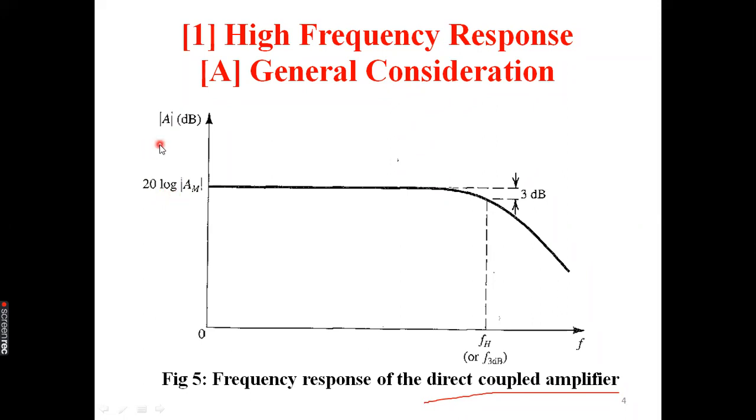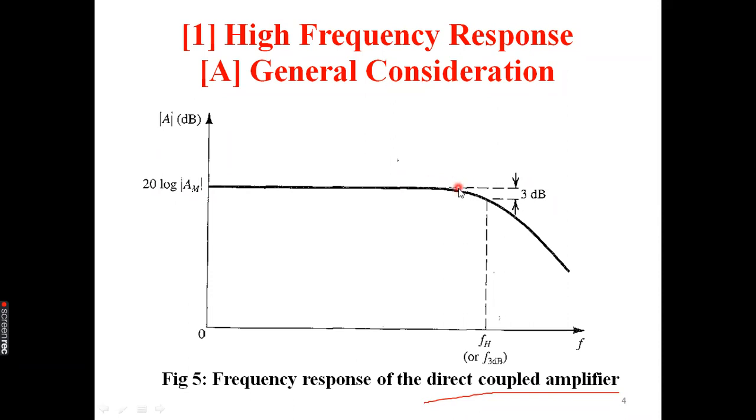So whenever we want to characterize this gain in a particular scale, we have to convert it into decibels. For that, we are using this conversion technique, 20 log mod AM, where AM stands for mid-band gain. Take down the lecture notes: AM stands for mid-band gain. So the mid-band gain constitutes the maximum value.